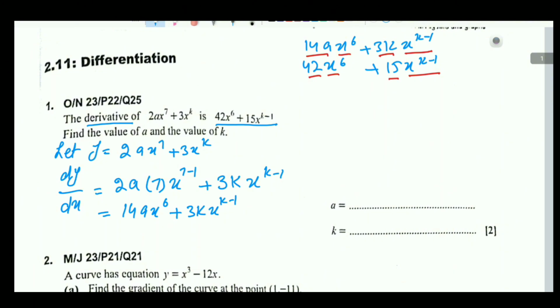So how will we write it? First equation will be 14a is equal to 42. By comparing, we will get the value of a from here: a is equal to 3. Now we will compare 3k with 15, and k is equal to 15 by 3, that is 5. So 5 is the value of k. So this is the way we will solve this question.